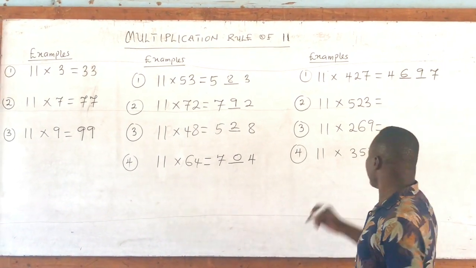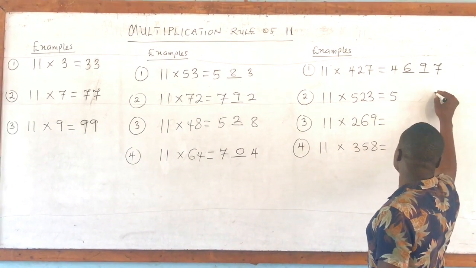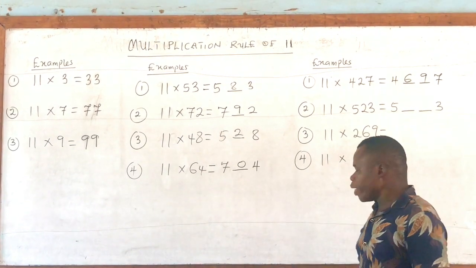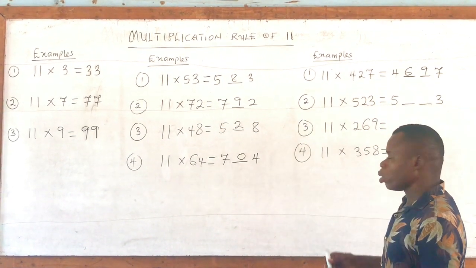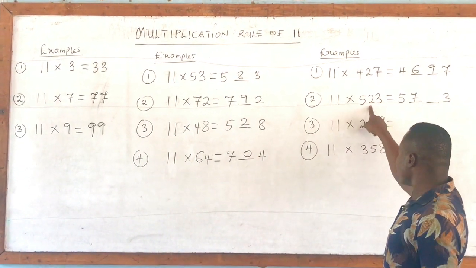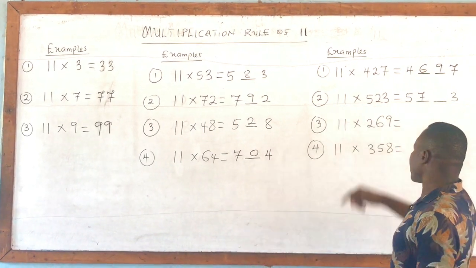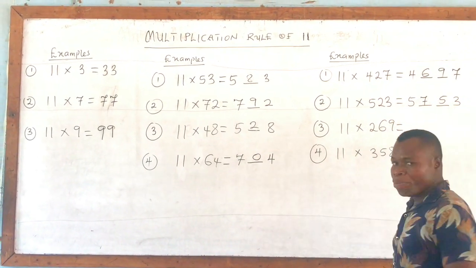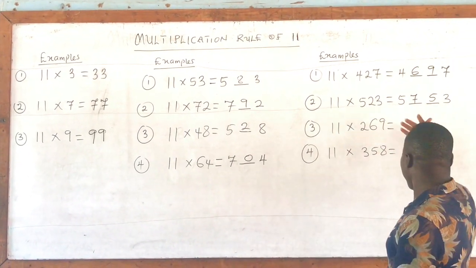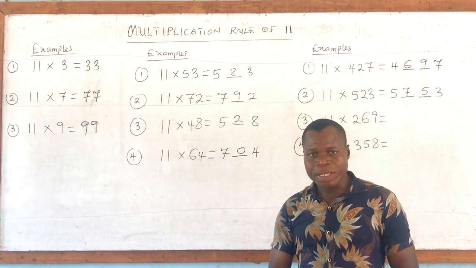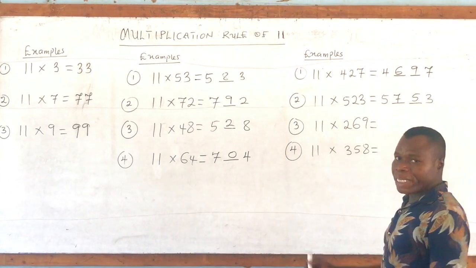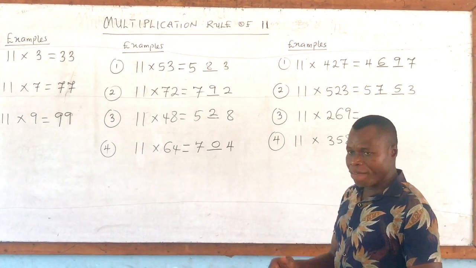Example 2. I have 523 multiplied by 11. What I'll do is that I'll take 5 and write 3, leaving 2 spaces. So the next step is I'll take 5 plus 2. That will give me 7. 5 plus 2 is 7. Then I'll take the middle digit and add to the last digit. That is 2 plus 3, and that will give me 5. Meaning 11 times 523 is 5,753.